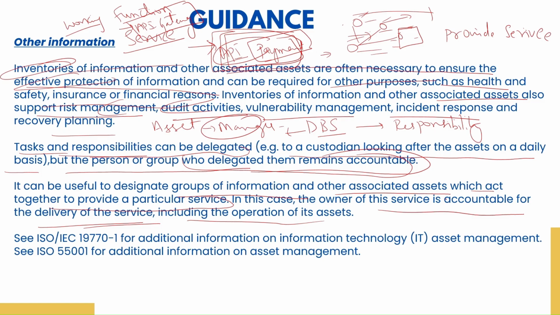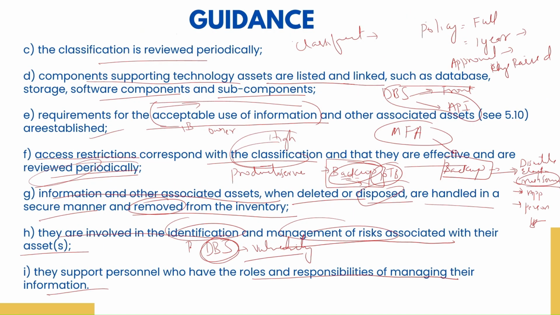It can be useful to designate groups of information and other associated assets which act together to provide a particular service. In this case, the owner of the service is accountable for the delivery of the service, including the operation of the assets. And then it gives you two ISO standards. If you want more information on IT asset management, and any additional information on asset management, go ahead and read these ISO standards. I will not get into it.